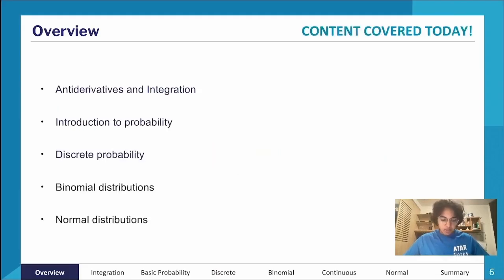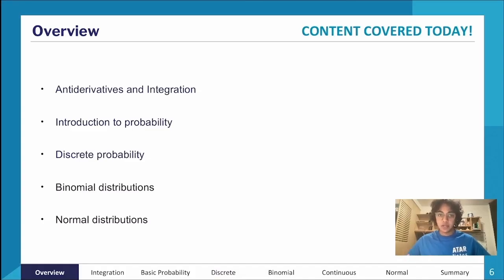Okay, an overview of what we're covering today. First, we're going to talk about integration and antiderivatives, sort of my favorite part of Unit 4, which finishes off calculus. Then we're going to start talking about probability. So I'll do a little bit of an introduction to probability, and I'll talk about some of the prerequisite knowledge you sort of need for the upcoming stuff.